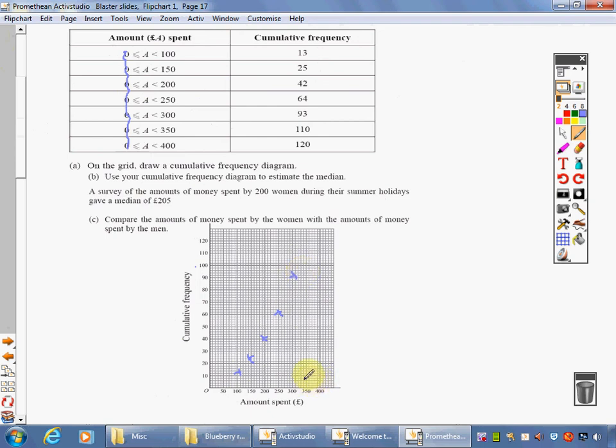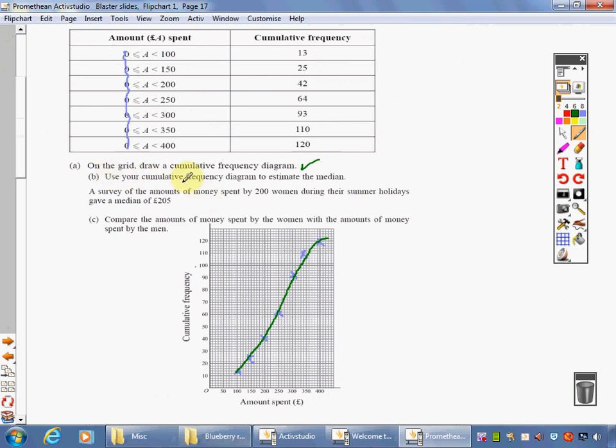350 and then 110 is about there, and finally 400 and 120. That's my points done. I now want to try and draw those up in a smooth curve. Do not do a line with a ruler point to point. You need to try and draw a nice smooth curve that connects them all. I missed a little bit on this one here, but I'm not too worried about that. Okay, part A done.